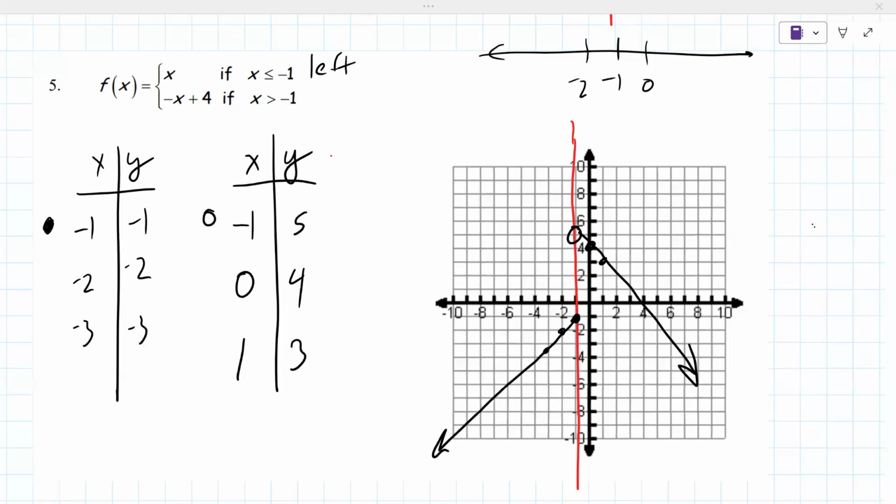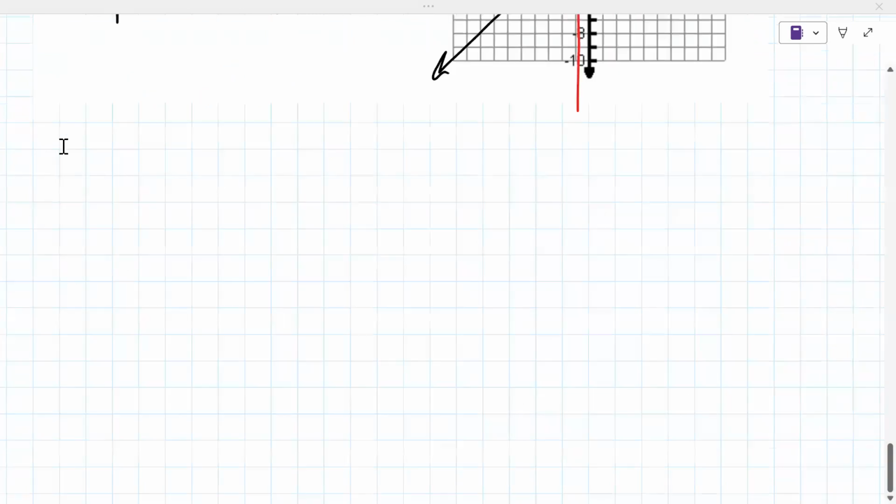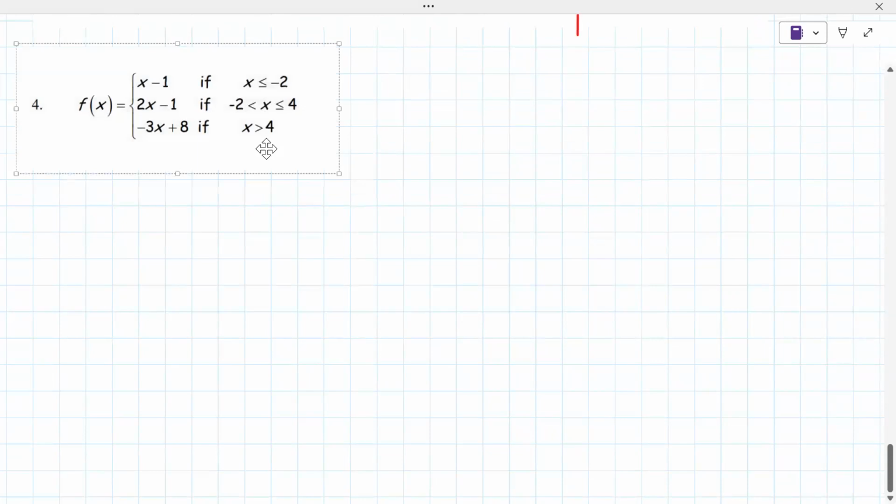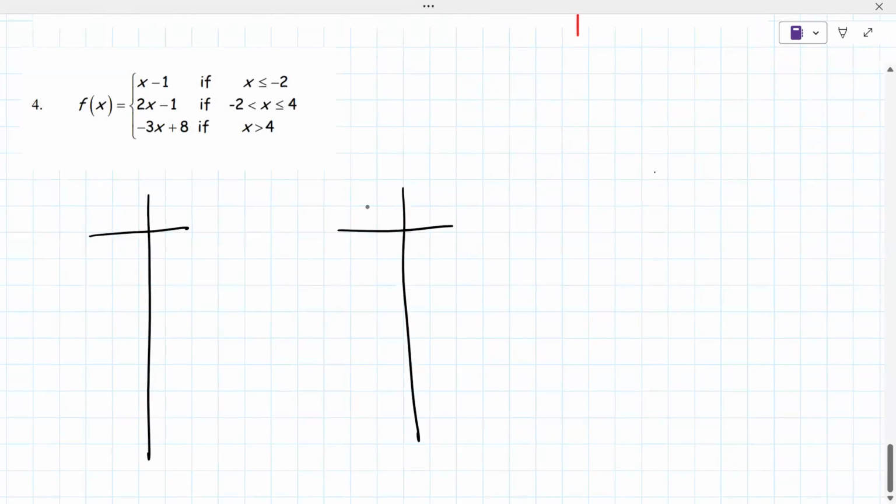Okay. Since we're moving closer to the ones you had in class, we probably should have started with these. But there's going to be three tables for this one. So for the first one, it's less than or equal to -2. So -2, maybe -3, -4. And it's a filled in circle there.